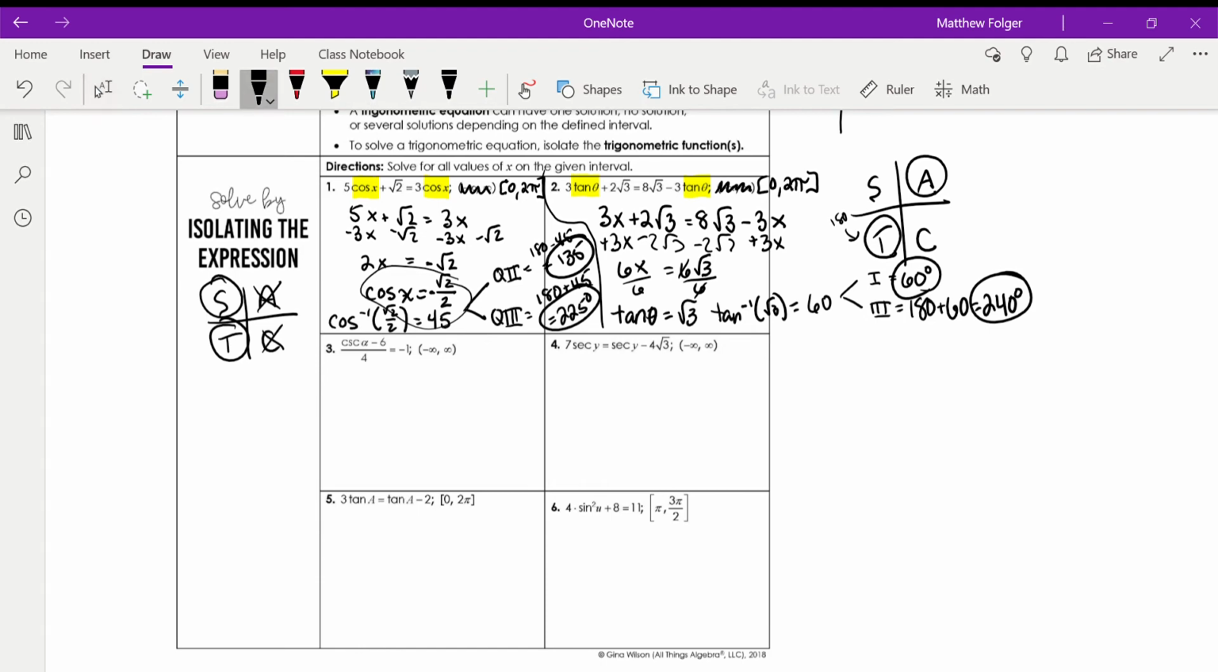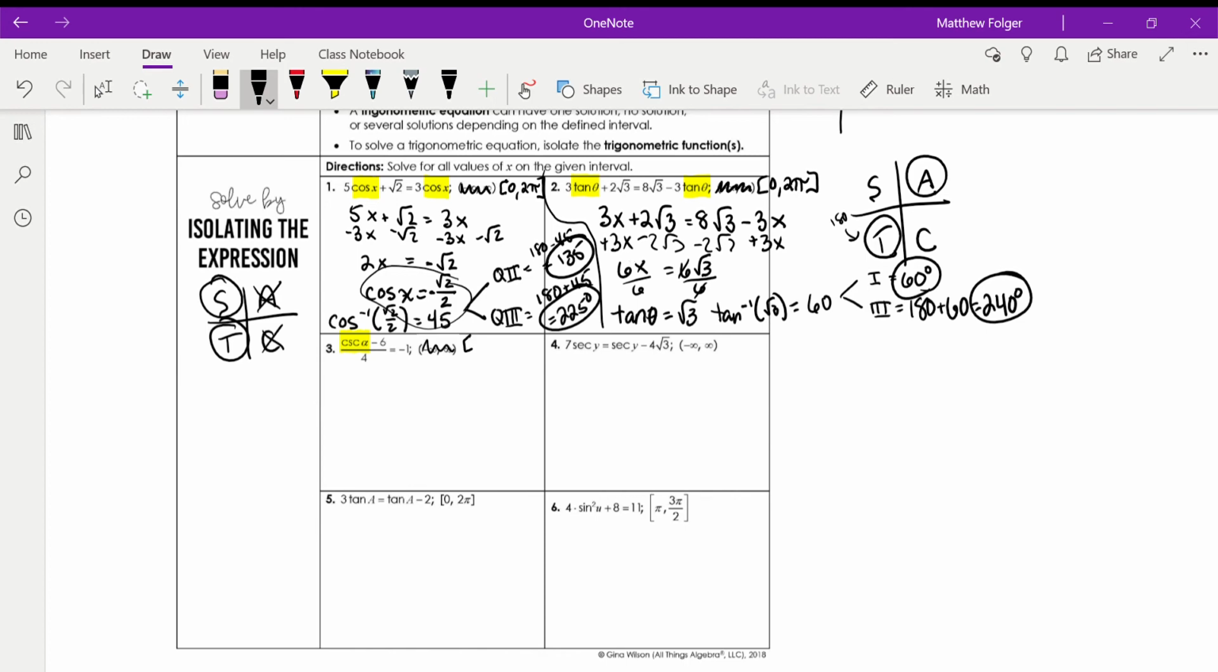Okay, so here, I've got cosecant alpha minus 6 over 4 equals negative 1. Now, instead of changing that to x, I'm going to do this without changing it to x and see if you guys can follow here. If you can't, you can change it to x and then put cosecant back in at the end. That's fine.